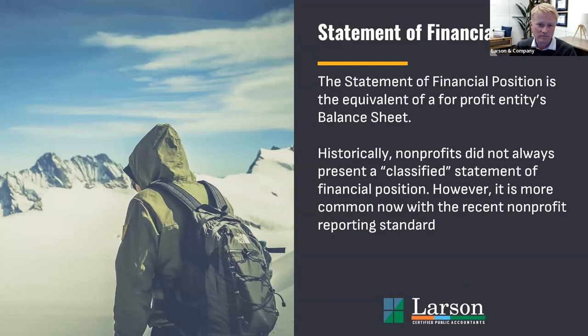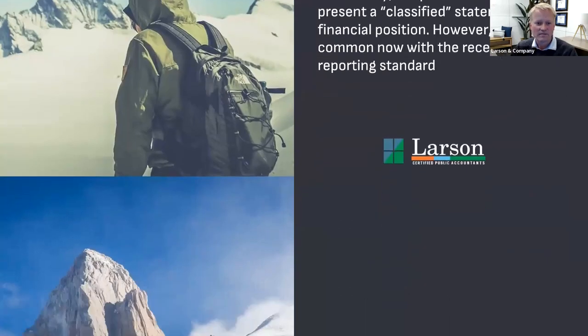between current or long-term. However, around 2015 or so, a new nonprofit reporting standard came out that required more disclosures on the breakout between current and long-term. And so a lot of nonprofits switched their financial statements to present classified statements of financial position. It is a little bit more common now for them to be classified.